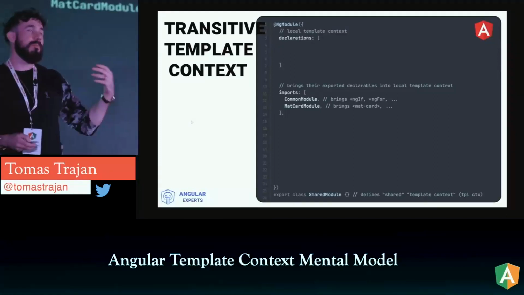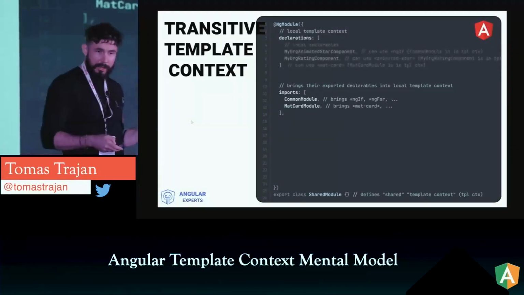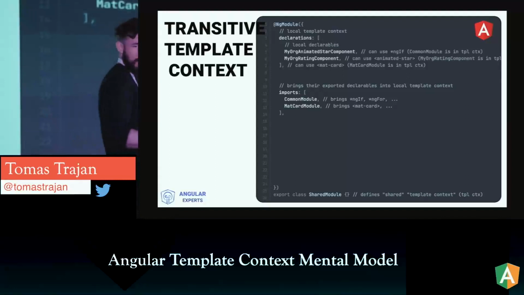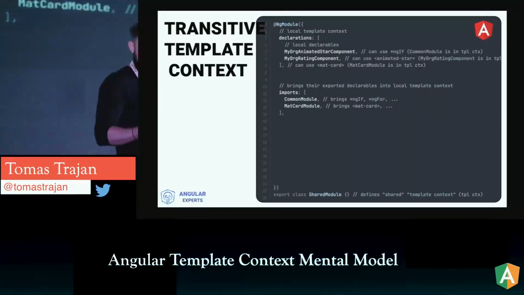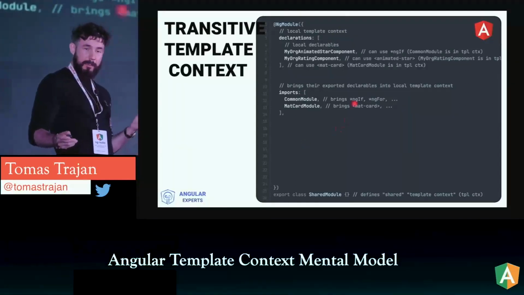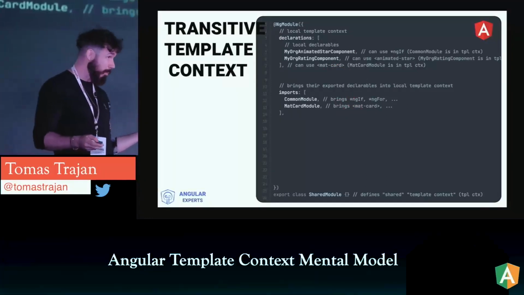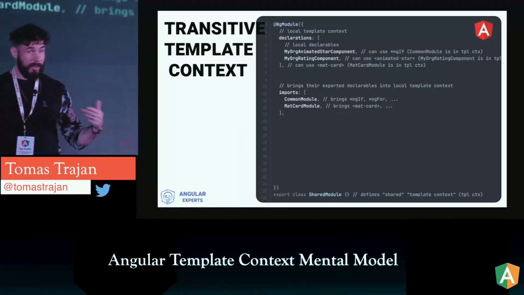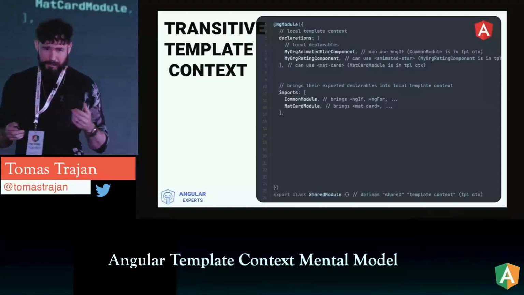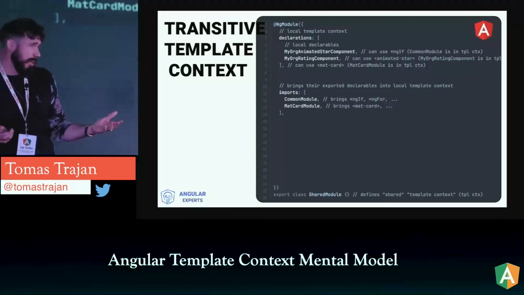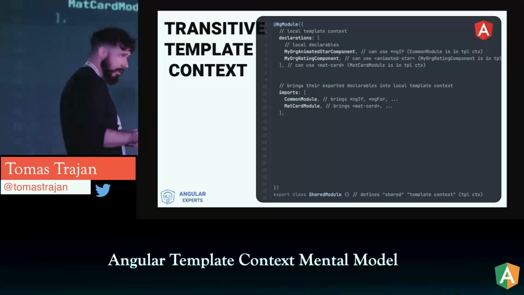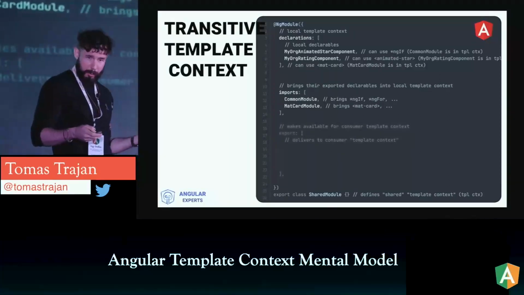So if we start implementing some local shared widgets like my organization rating component or my organization animated star component, they will be able to use those ngIf, ngFor and material card in their own templates, right? Because it's part of the same template context. But now, such a shared module would be useless because everything is private. So what we have to do is to add some exports.